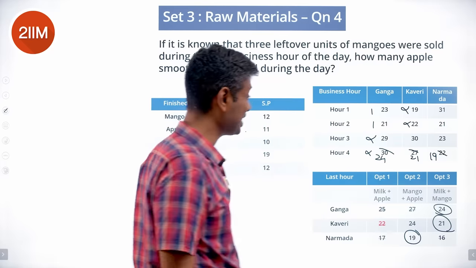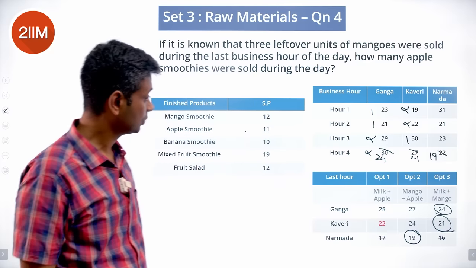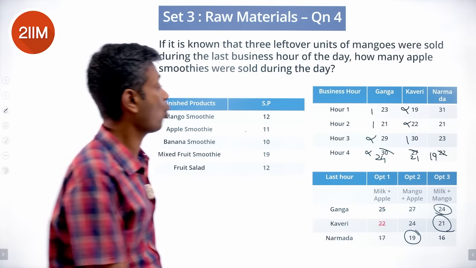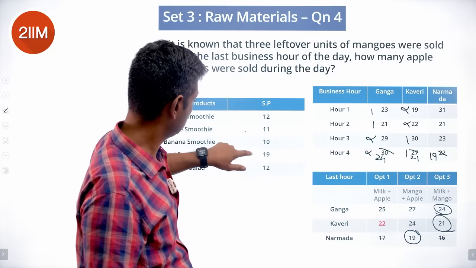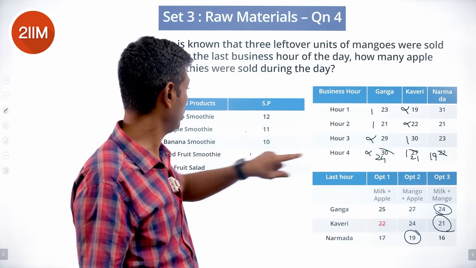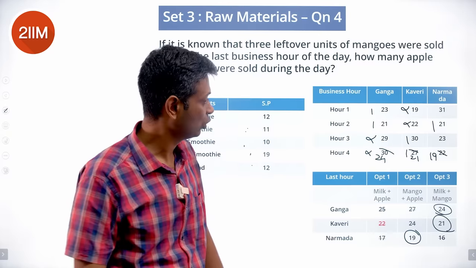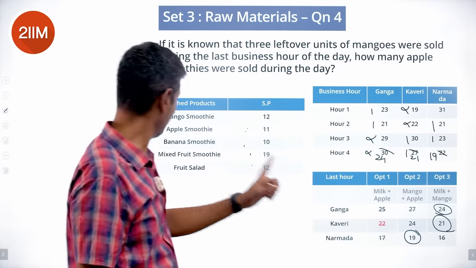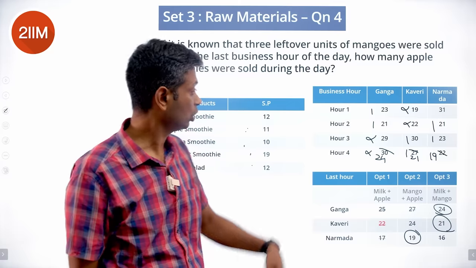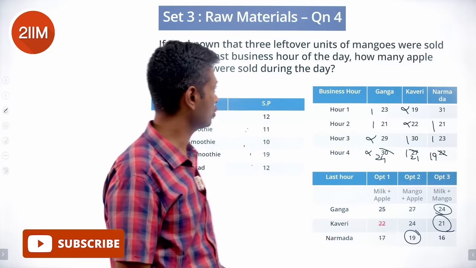30 is 19 plus 11, one apple smoothie. 21, in the last hour, is 10 plus 11, one more apple smoothie. 31 is 19 plus 12, no apple smoothie. 21 is 10 plus 11. One more. Apple smoothie is a massive hit. 23 is 11 plus 12. One more. 19 is just a mixed fruit smoothie that we won't count. 2 plus 2 plus 2. 6 apple smoothies were totally sold.